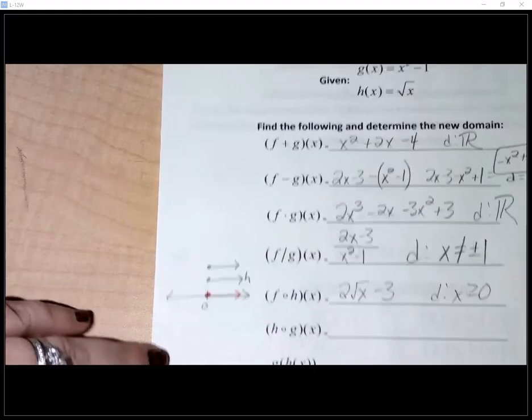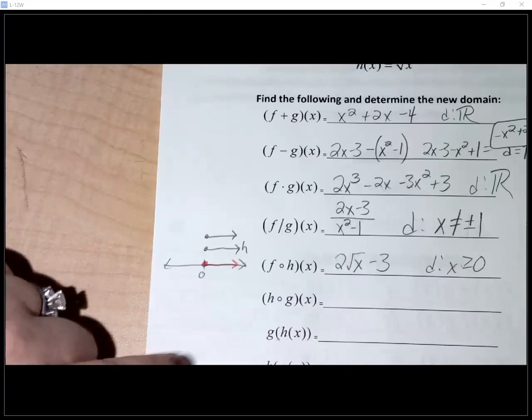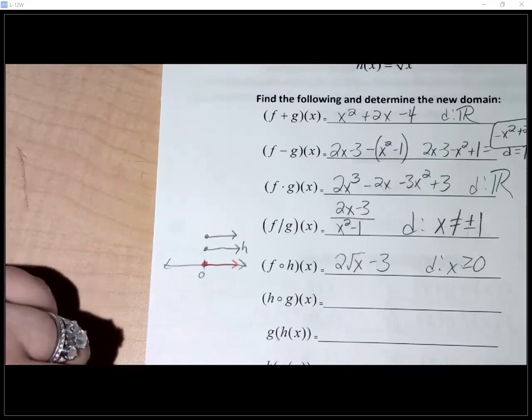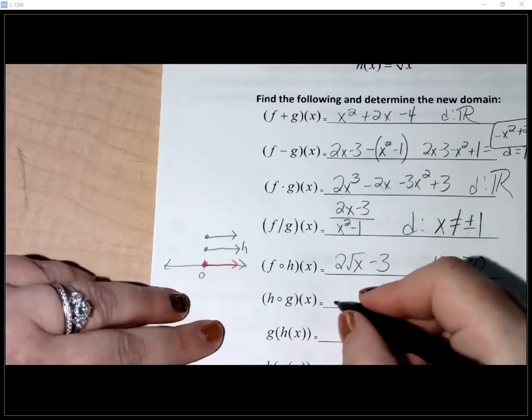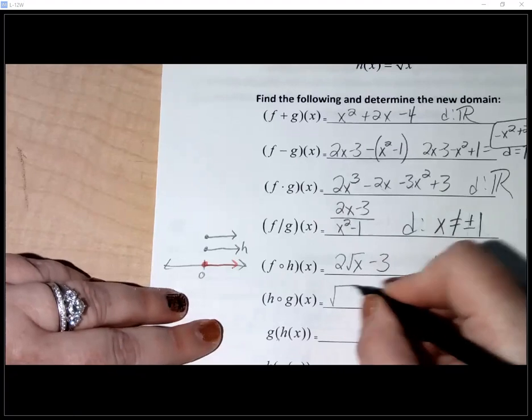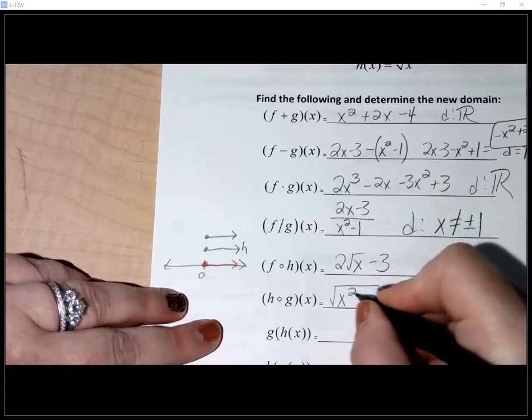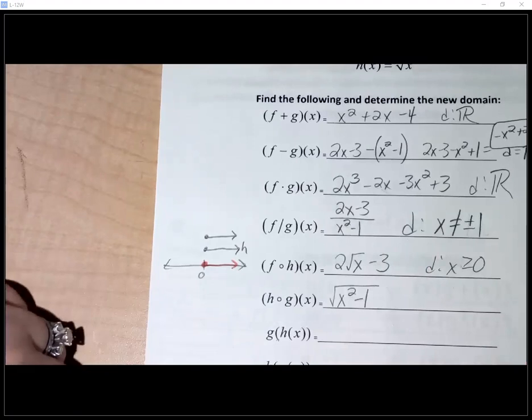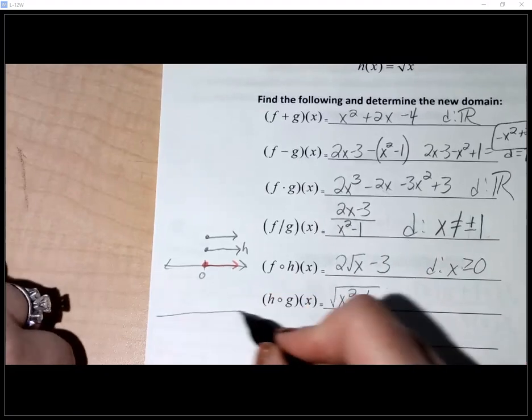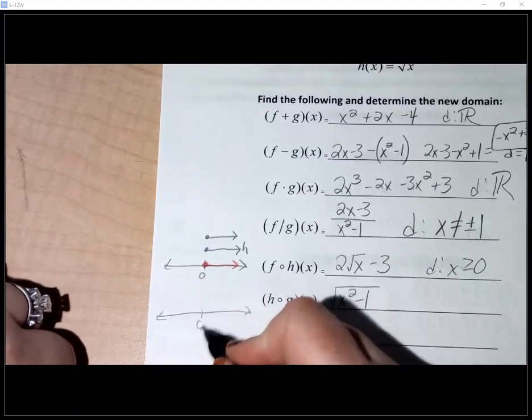Okay, now let's try H of G of X. So I'm going to take the G and put it into the H. Let's try it, putting the G in the H. Okay, which one do I care about? I care about G. So let's see, G is all reals.